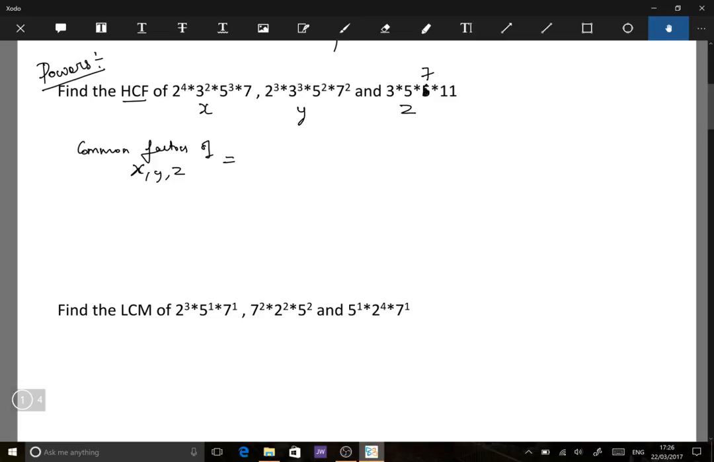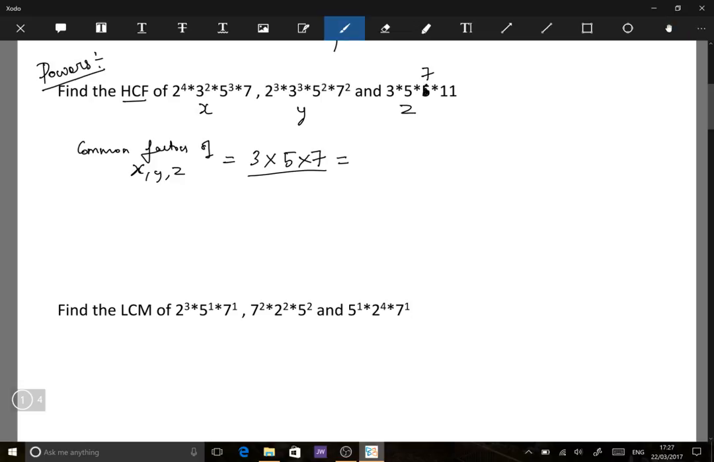See, I have 2 in the x, I have 2 in the y, but I don't have 2 in the z, so it cannot be a common factor. I have 3 in all the 3 terms, right? So I can write the 3. Now I have 5 in all the 3 terms, so I can write 5. I have 7 in all the 3 terms, so I can write 7. I don't have 11 in the first 2 terms, I have it only in the third term, so I can't write that. It is not a common factor. So these 3 are the common factors of x, y and z.